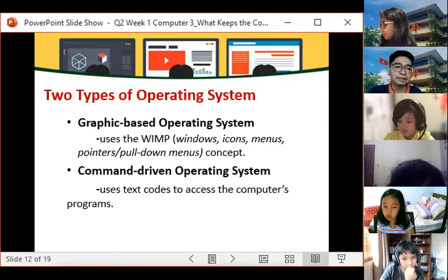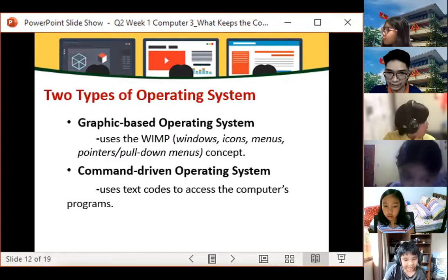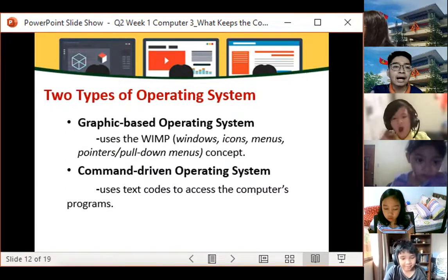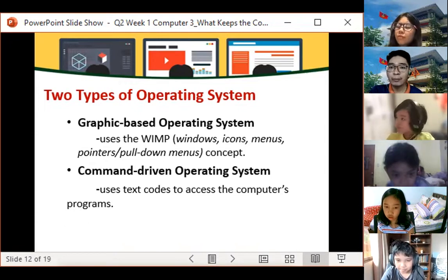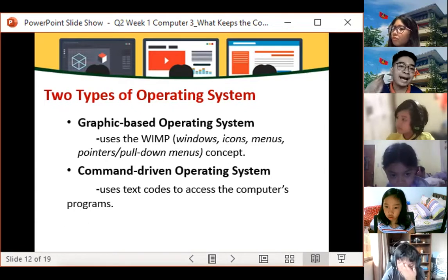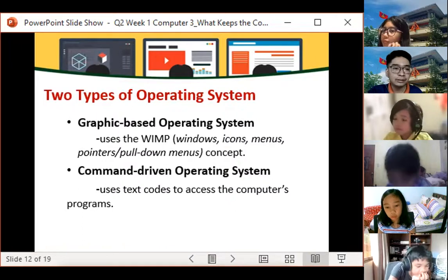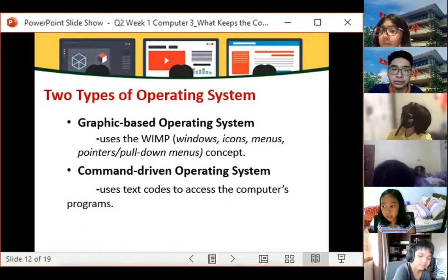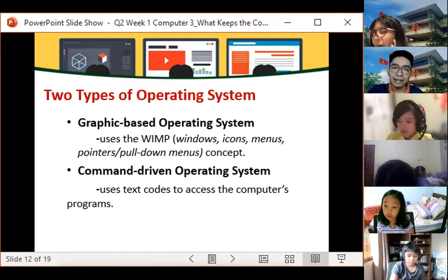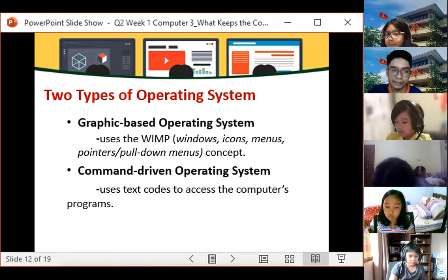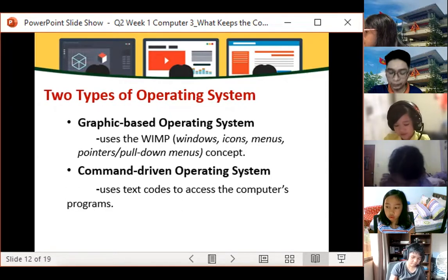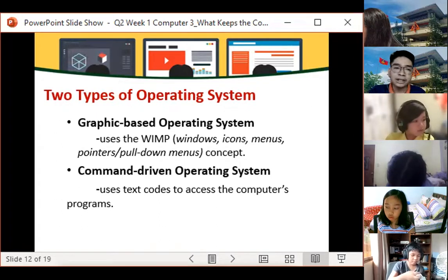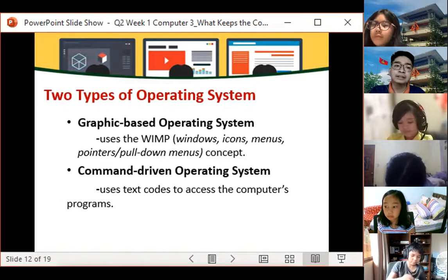Okay? There are two types of operating system. One is what we call a graphic-based operating system, which uses what we call the WIMP or Windows, Icons, Menus, Pointers, and Pull-Down Menus concept. And we have what we call the command-driven operating system. It uses naman text codes to access the computer programs. Okay? Kita nyo anong pinagkaiba po yan?